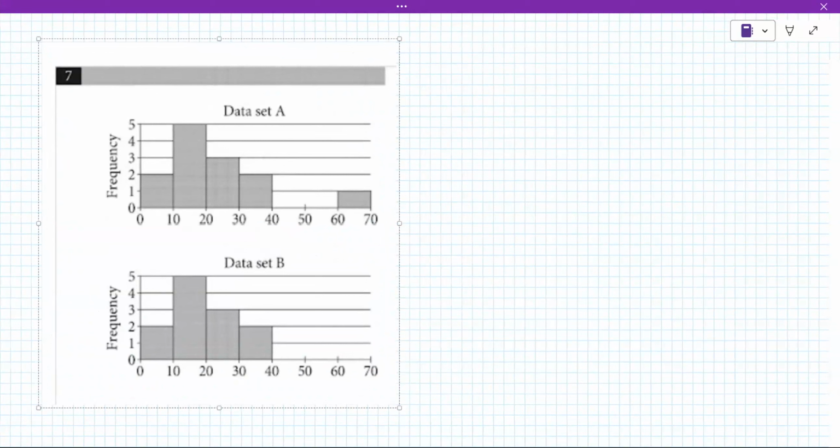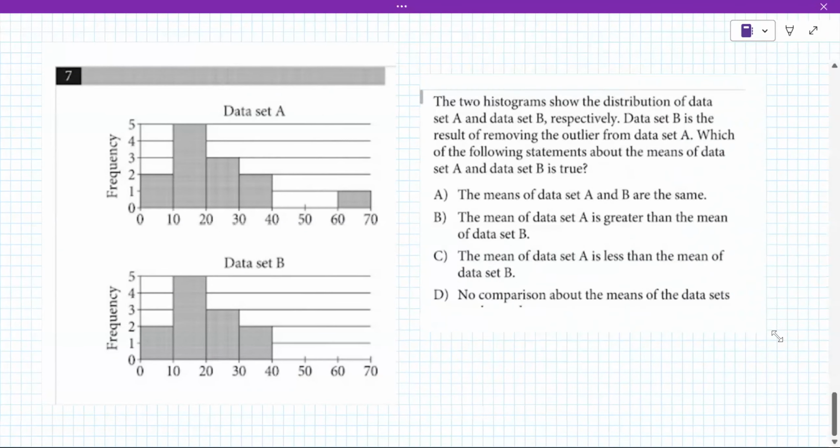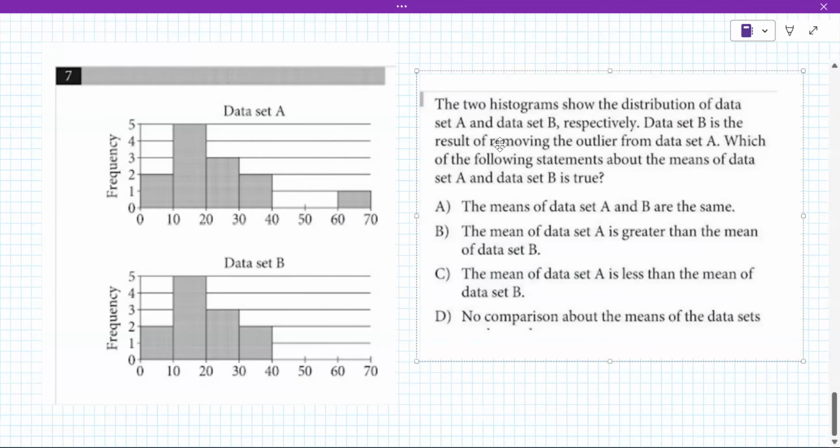Data set A has a little thing off to the side. Yeah, it's got one more data value over here off to the side. Okay. So now let's look at the problem. And you're welcome to read all this, but sometimes you just go right to the answers. That's a test taking strategy we'll talk about. Notice you don't have to calculate the mean. You just have to know which one is different, bigger, smaller, same.